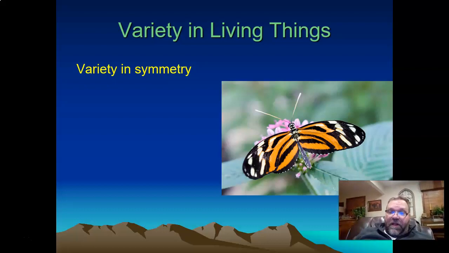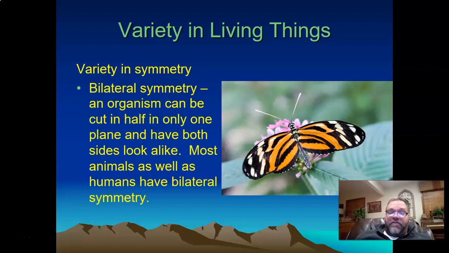Symmetry. This butterfly is an example of symmetry. The left side and the right side are similar. This is called bilateral symmetry. An organism can be cut in half in only one plane or one direction and have both sides look alike. Most animals, as well as humans, have bilateral symmetry. You have your left side of your body and the right side of the body. Cut right down the middle, both sides would be identical.